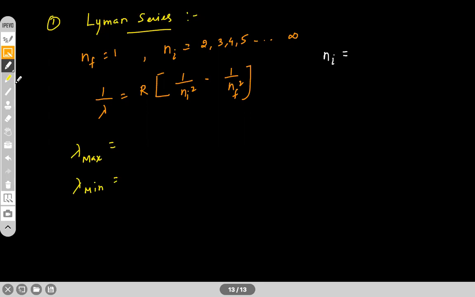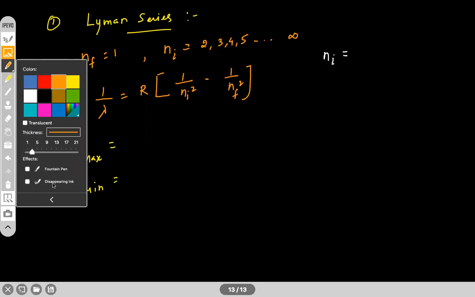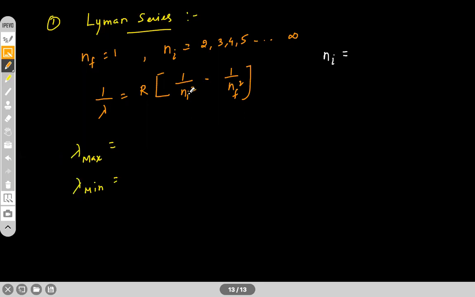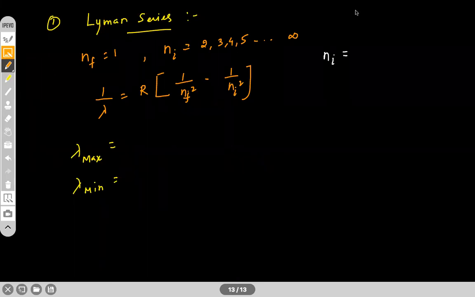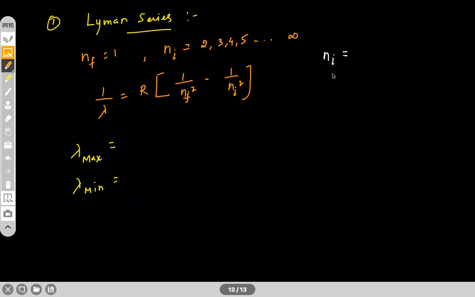Oh, I have written it by mistake. I have written this NI here. It should be NF, no? That's why probably you are getting negative. Yeah, fine. Okay. NI value could be anything from 2 to infinity.